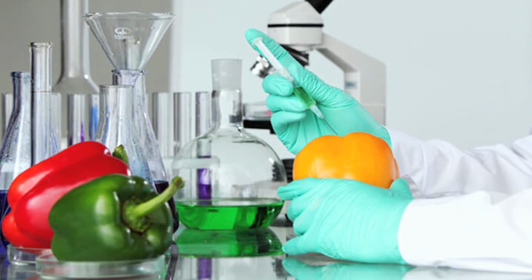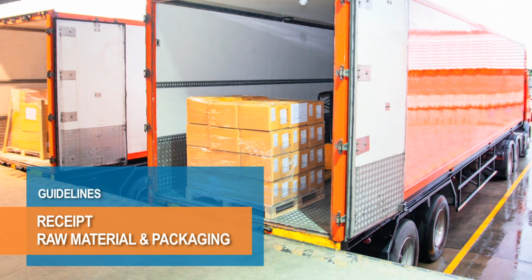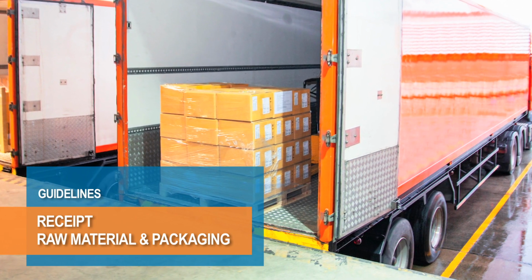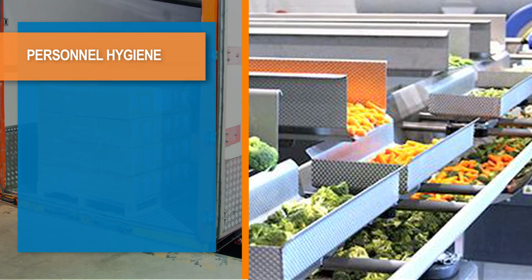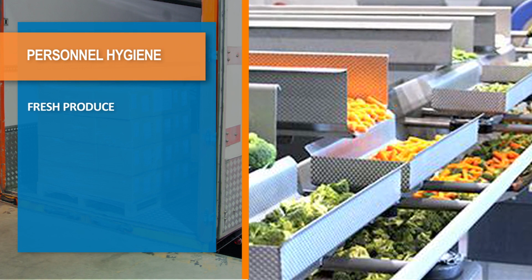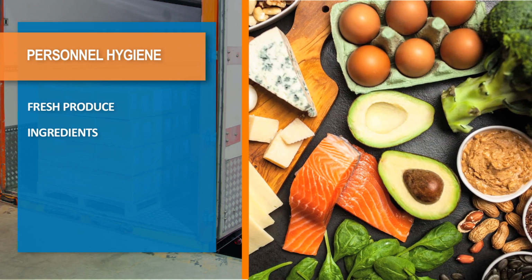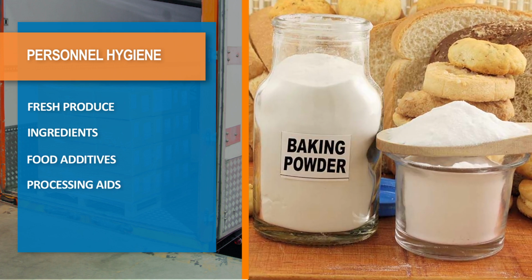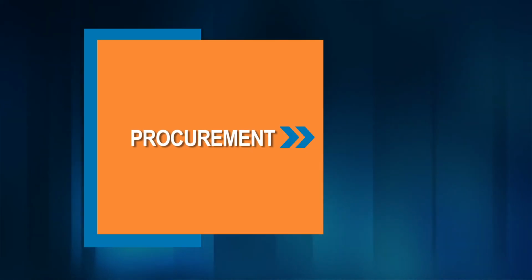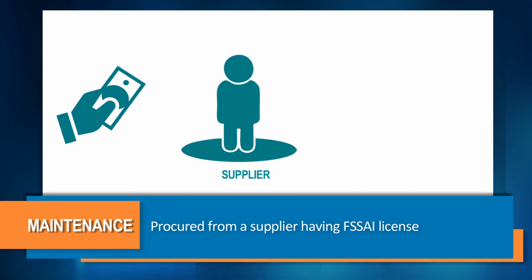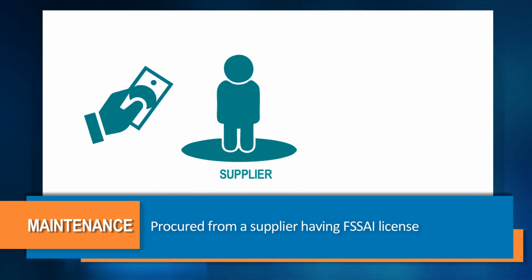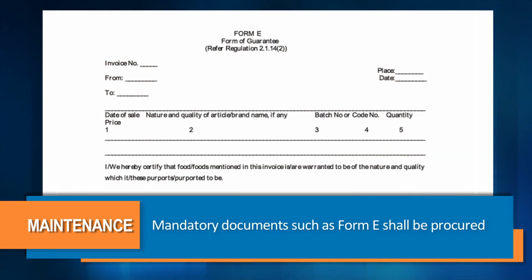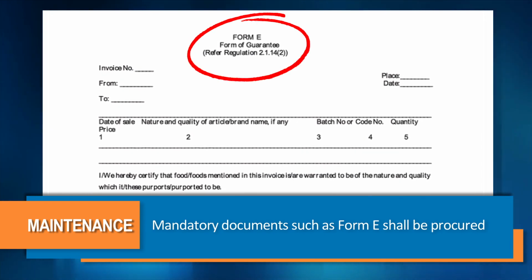In this video, we will learn about the food safety and hygiene practices during receipt of incoming raw material and packaging material. Here, raw material also includes fresh produce, ingredients, food additives, and processing aids. Raw material shall be procured from a supplier having FSSAI license. Mandatory documents such as Form E shall be procured.